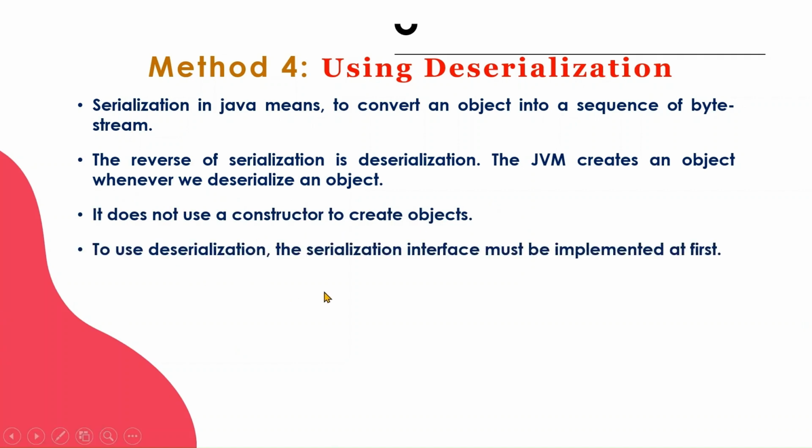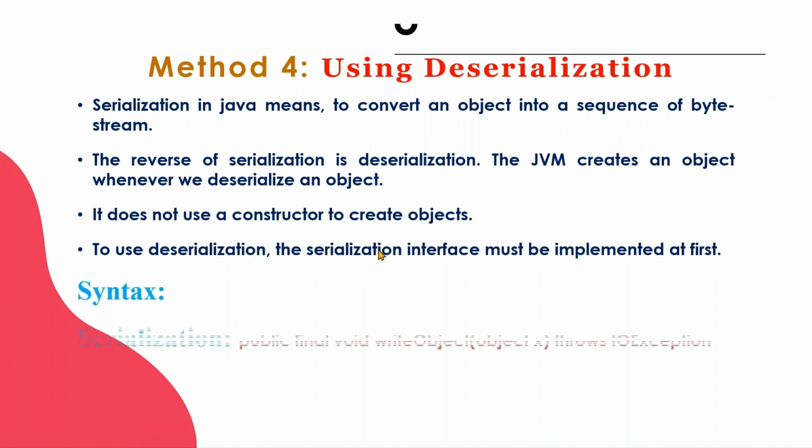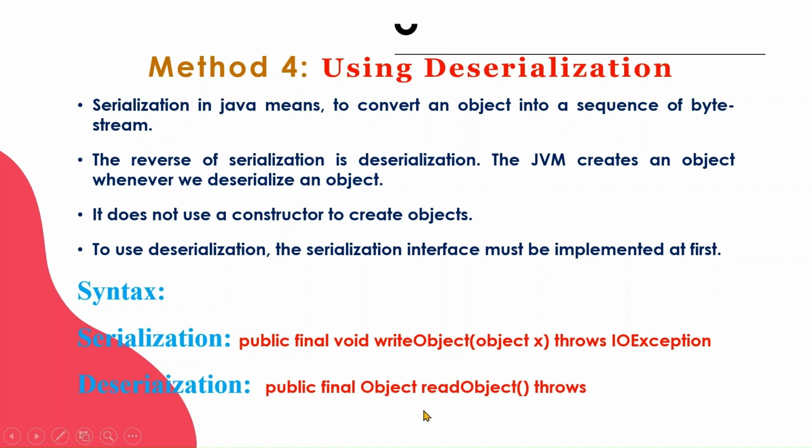To use deserialization, the Serializable interface must be implemented first. So in Java, we do have a Serializable interface, which we need to implement. Now coming to the syntax for serialization, we can use one method called writeObject. writeObject is used to write the object into a particular file. So here you need to give what object you want to write into a particular file. For deserialization, there is a method called readObject. The readObject is going to reconstruct the object from the byte streams.